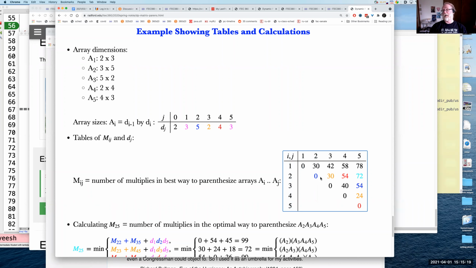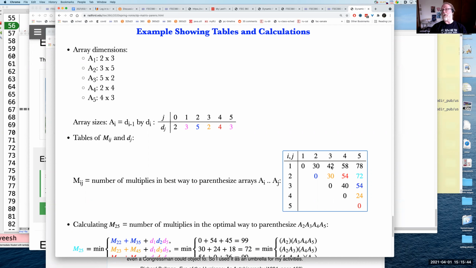You figure out what 2 matrices you're multiplying, you take the product of their 3 dimensions. So I think here, like 2 by 3 by 5 is 30, that's this first 30. 3 by 5 by 2 gives this orange 30. 5 by 2 by 4 gives 40, that's the 40 here. 2 by 4 by 3 gives this one here. Okay, so now we can fill in this diagonal, just above the primary diagonal.